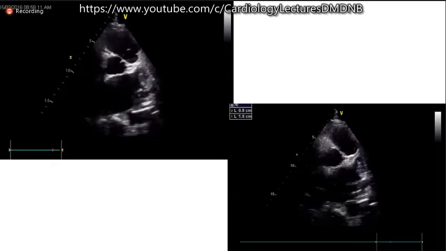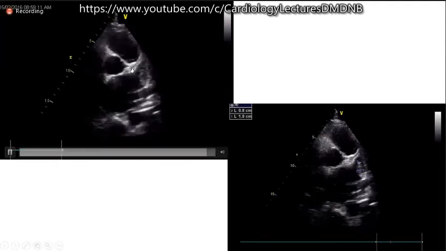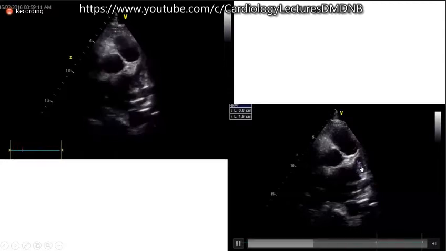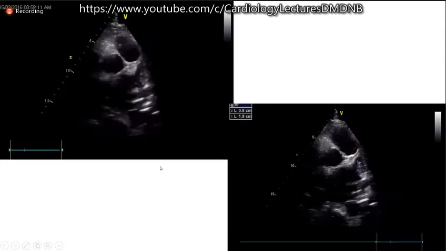Sometimes you may be able to detect the thrombus by a transthoracic echo. Here is an example of a thrombus which we have detected by transthoracic echo. You can see that a thrombus mass is seen in the appendage. You can see it's being measured. The left atrial appendage can be seen.